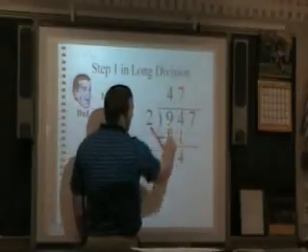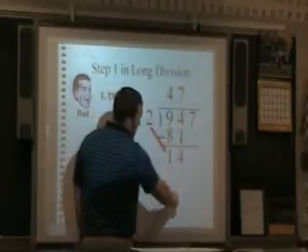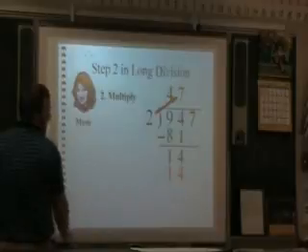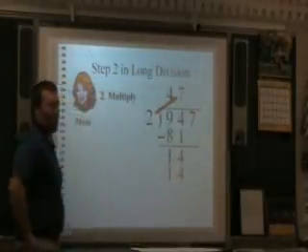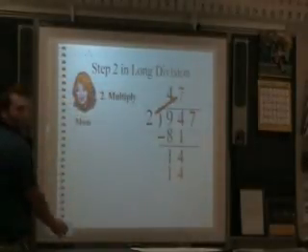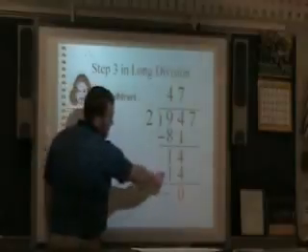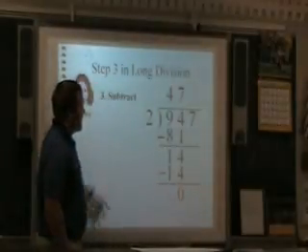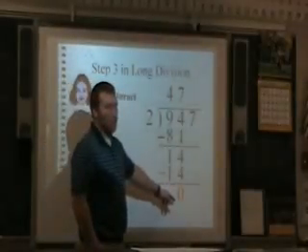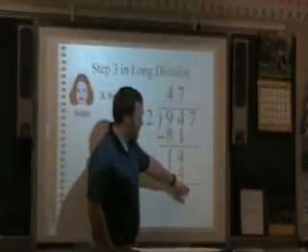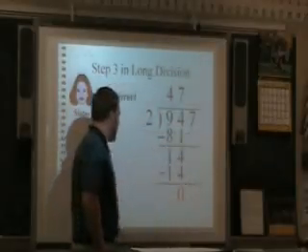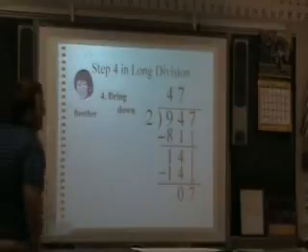I multiply 2 times 7, which is 14, which is mom. So I write my 14 right there. What comes next after mom? Sister, which is subtract. So I subtract 14, getting 0. Can 2 go into 0? No. Can we bring down a number? Yeah, so let's bring down the 7 now. Brother, bringing down the 7.